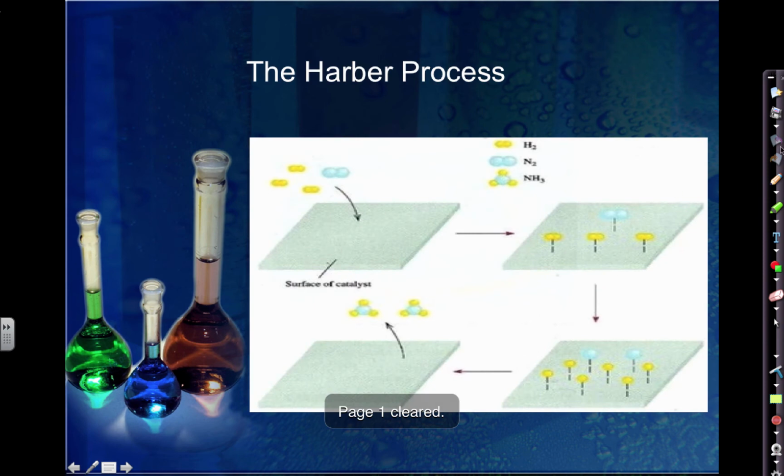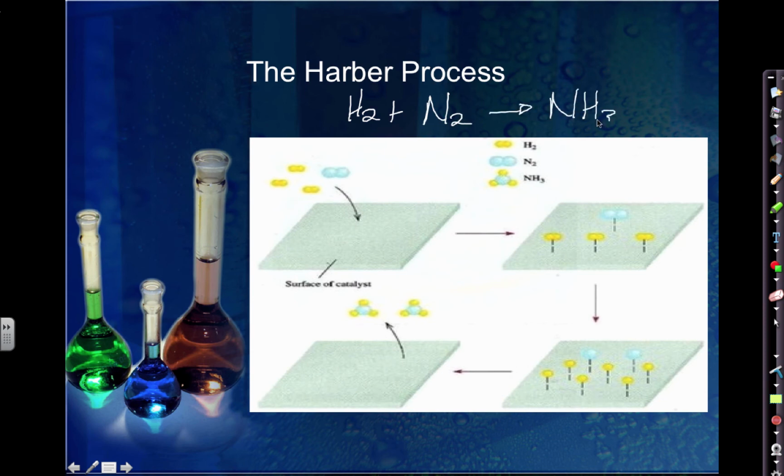All right, so the Haber process is a pretty important reaction. It's H2 plus N2 produces ammonia. So what happens is that these H2 and N2 molecules are adhered to the surface, and the bonds between the atoms start to weaken. So then what you have are these super reactive atoms, or maybe smaller molecules, that are bonded to this metal surface, and since they're super reactive, they start to react with each other and then make ammonia.